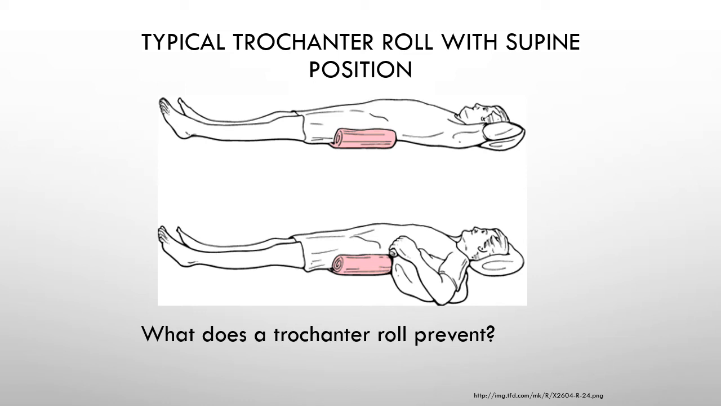Trochanter roll. We just want to make sure you are familiar with these. Now, a lot of places these days, they will just put a towel, line it up along the side of the patient. But what we want to know is this is going to prevent external rotation of the hip. We're just trying to maintain alignment.